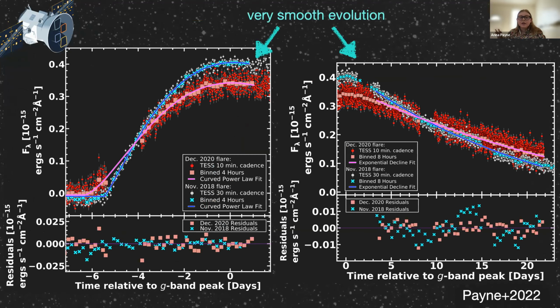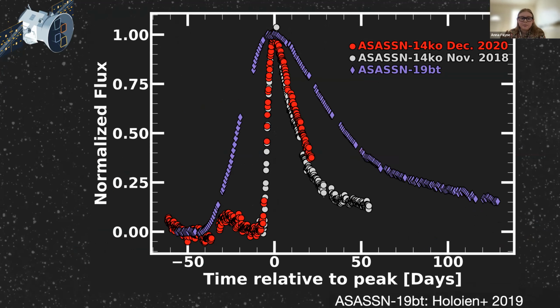But a commonality is that both times the flare was very smooth. There's essentially no small scale variability superimposed on top of the flare itself. And TESS was really crucial here because this was not unambiguous with just the ground-based data alone, given the level of scatter we have in the ASAS-SN data. And this very smooth evolution is very similar to what we see for other TDEs.